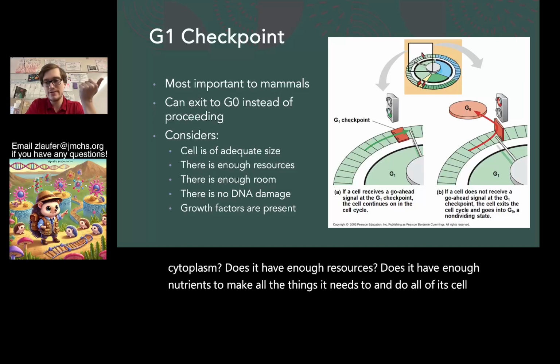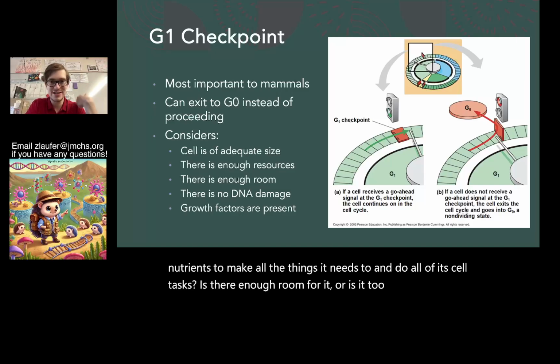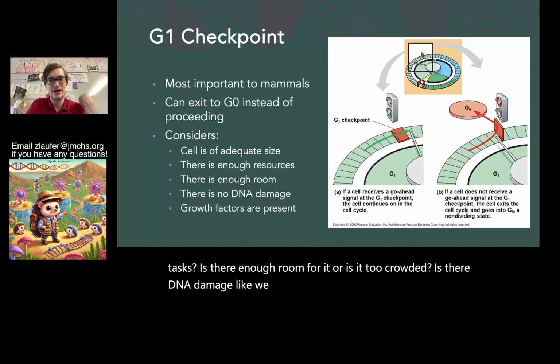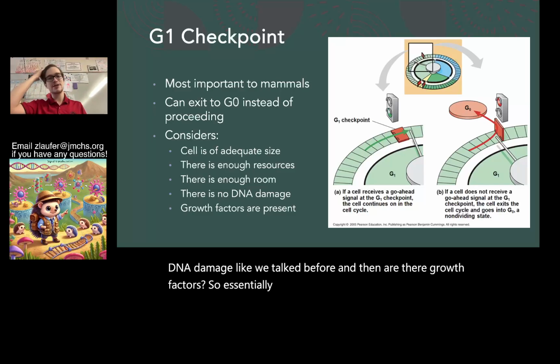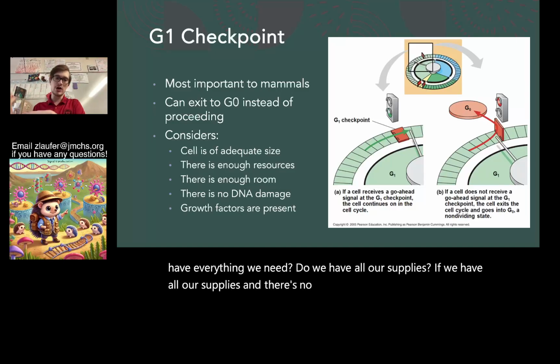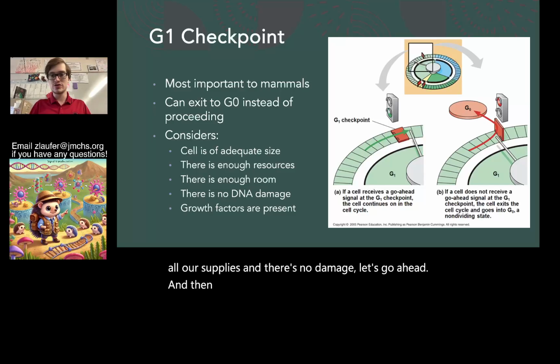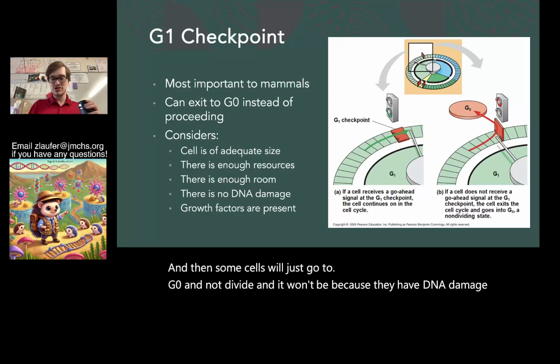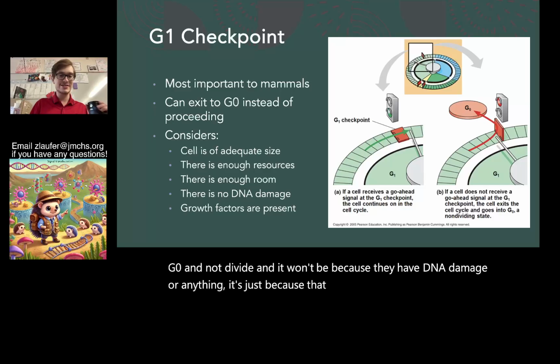Is there enough room for it, or is it too crowded? Is there DNA damage, like we talked before? And then are there growth factors? So essentially checking, is there damage? And then do we have everything we need? Do we have all our supplies? If we have all our supplies and there's no damage, let's go ahead. And then some cells will just go to G0 and not divide. And it won't be because they have DNA damage or anything. It's just because that is what that cell wants to do.